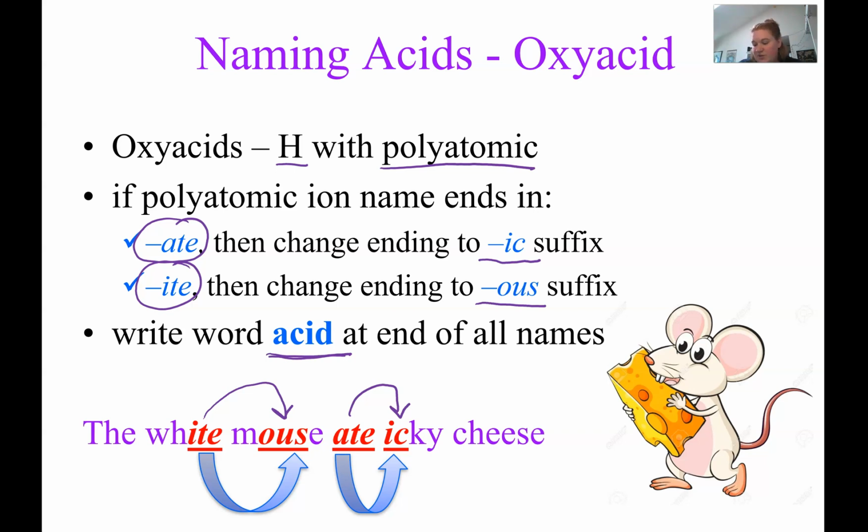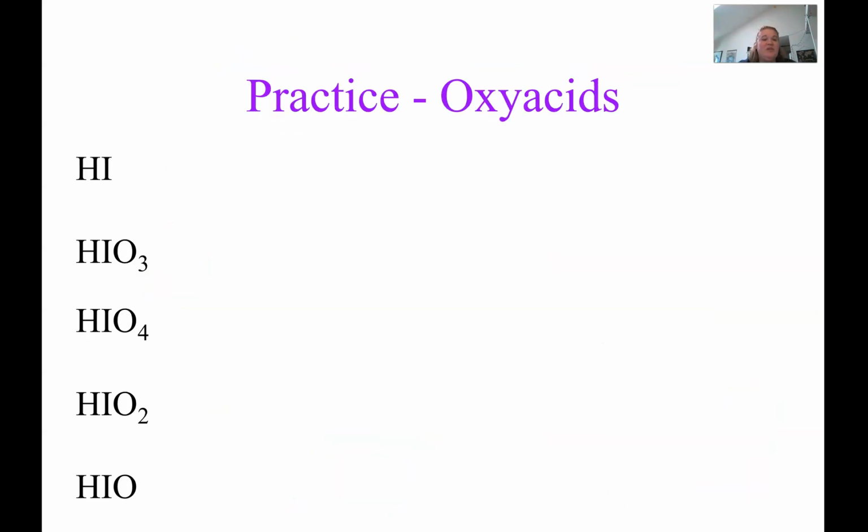So let's put this to use. And we're going to do this with a lot of iodine examples. So we have HI. This is a binary acid because it's just hydrogen and iodine. So I know it's going to start with hydro. And I know it's iodine, but I'm going to change the ending to ic. So it's going to be iodic. And then it will end with acid. So hydroiodic acid.